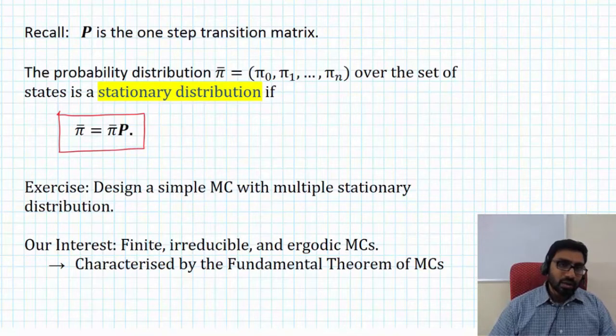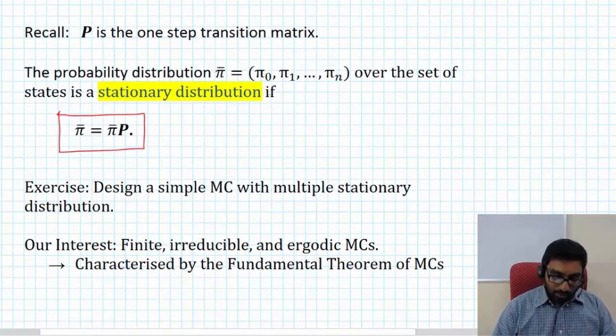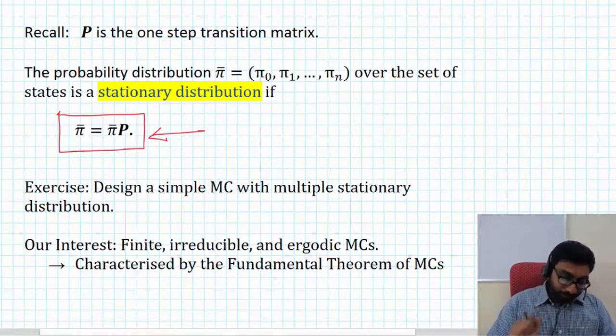Recall that we use the notation P to denote the one-step transition matrix. And what is a stationary distribution? It's basically a probability distribution given by pi 0, pi 1, and so on up to pi n over the set of states in the Markov chain that obeys a condition. What is that condition? Pi equals pi times P.